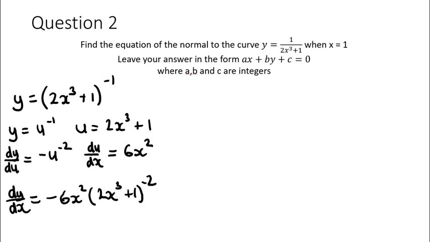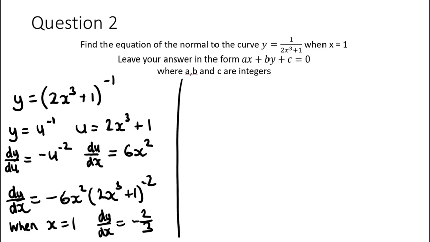What we're going to want to do is find out what the gradient is when x equals 1. So we just sub in x equals 1 into this. So minus 6 times 1 squared times (2 times 1 cubed plus 1) all to the power of minus 2. When I do that, I get minus 2 over 3. So that's the gradient of the curve when x is 1. But that would be the gradient of the tangent at that point. I'm asked to find the gradient of the normal.